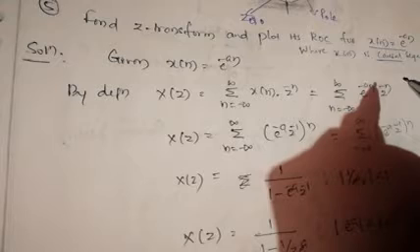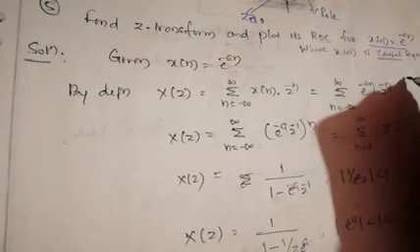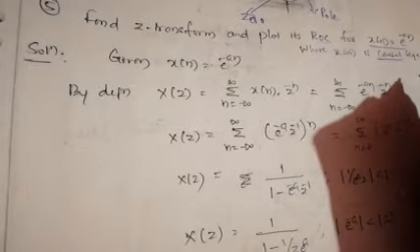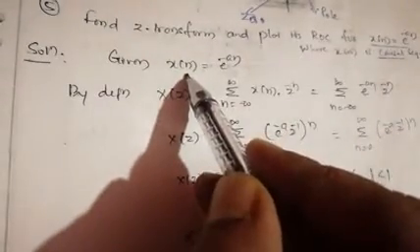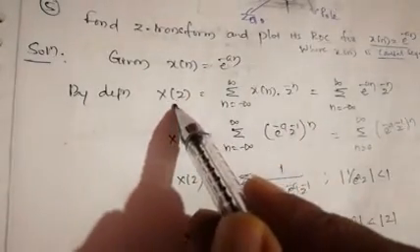Causal sequence: a sequence is said to be causal if it has amplitude only for its positive values, that is, the value of n is greater than or equal to 0, then only it is called a causal sequence. So x of n is given, x of n equal to e to the power minus an. Let us make use of the definition of Z transform.